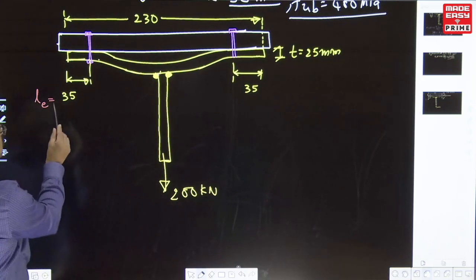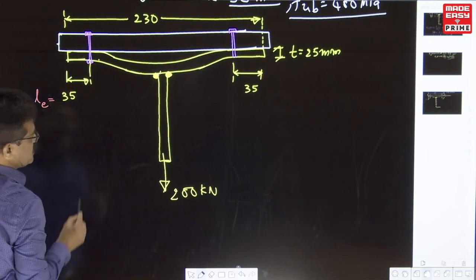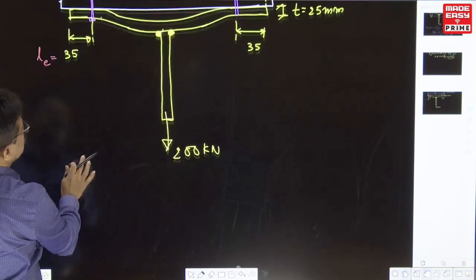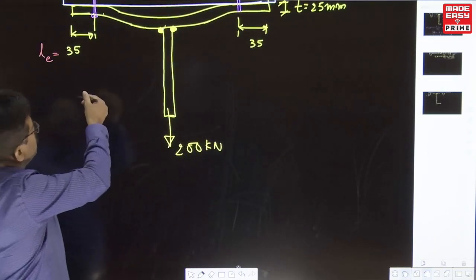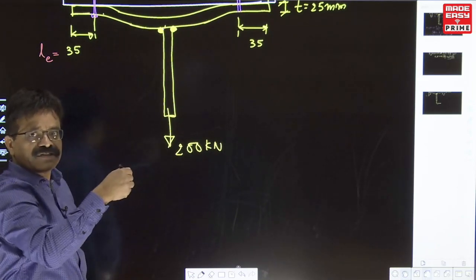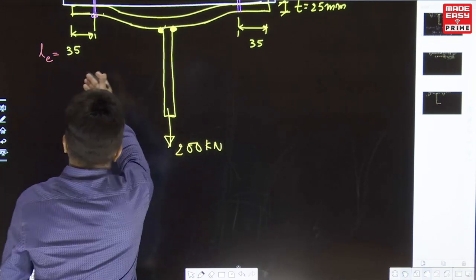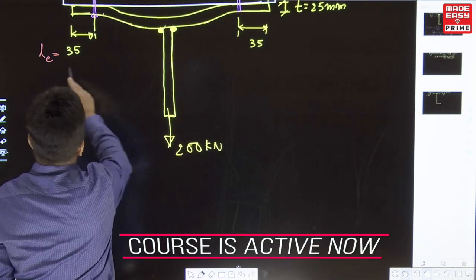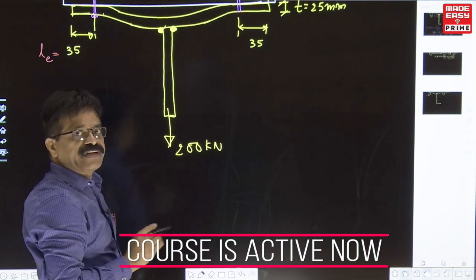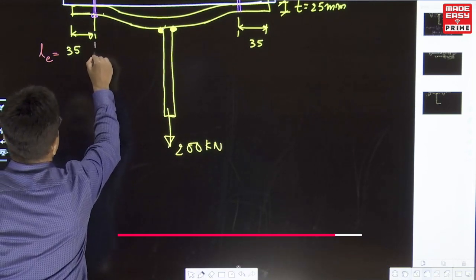LE is 35 mm. LE means the distance from the center line of the bolt to the edge distance. That is the edge distance we can take. Or 1.1 into T into square root of F0 by Fi was also there. That part we will not take. Simply take LE, because that value will anyhow be very high. LE we take as 35 and we will not check it. So LE is so much.